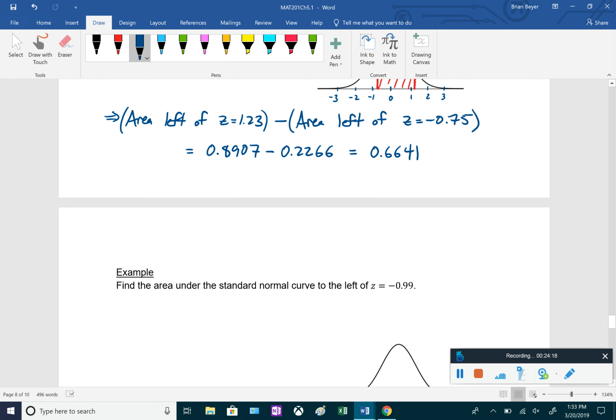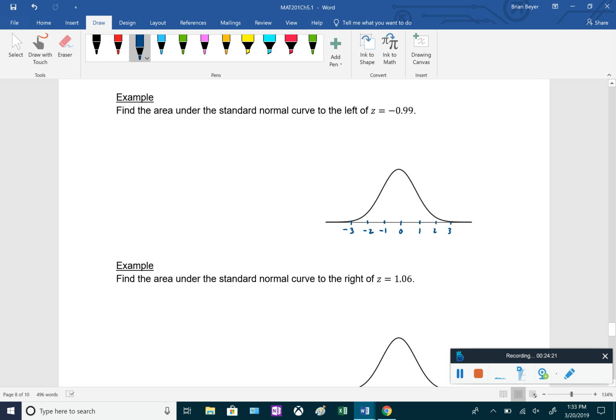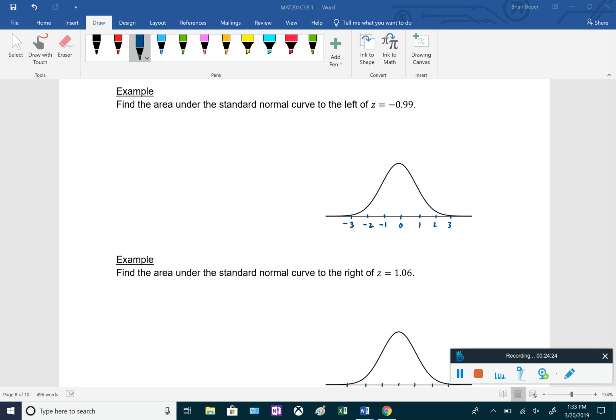Okay, so these are the three main types of questions. So let's do a page of examples here. So we want to find the area under the standard normal curve to the left of z equals negative 0.99. So let's fill it in on the table. So negative 0.99 is right here, pretty close to negative 1. So we're looking for the area left, so we're looking for that area. So this is going to be the area directly on the table because that's what the table tells us. So if we look this up in the table, I'll leave this to you guys so I don't have to switch back and forth. The area on the table tells us 0.1611.